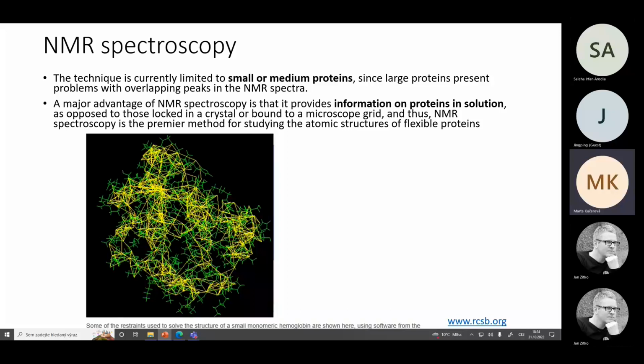NMR spectroscopy is suitable for small or medium proteins because with large proteins it's too complicated to resolve all the peaks in the spectrum. And the advantage of this method is the fact that it provides information on proteins in solution. So you do not need to prepare a purified crystal, as in case of X-ray crystallography.